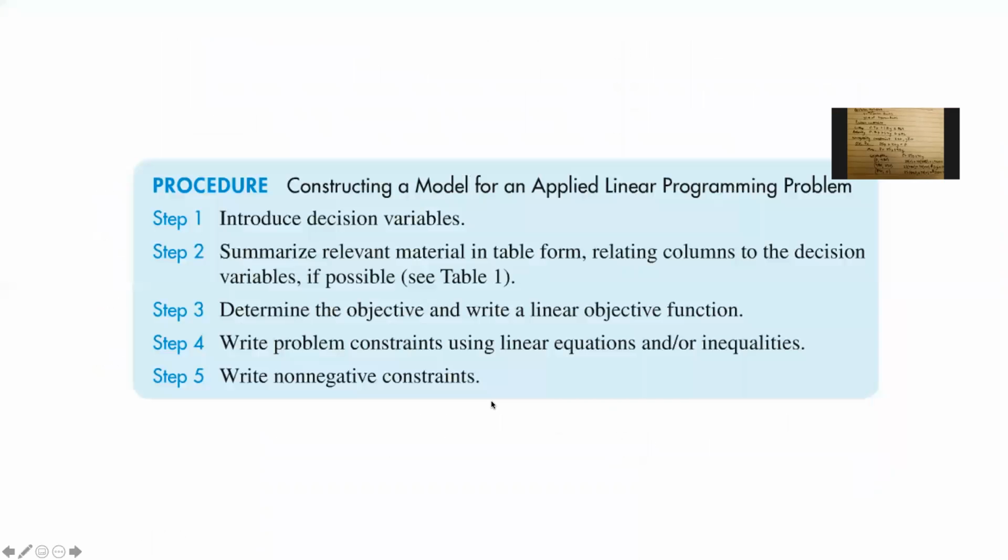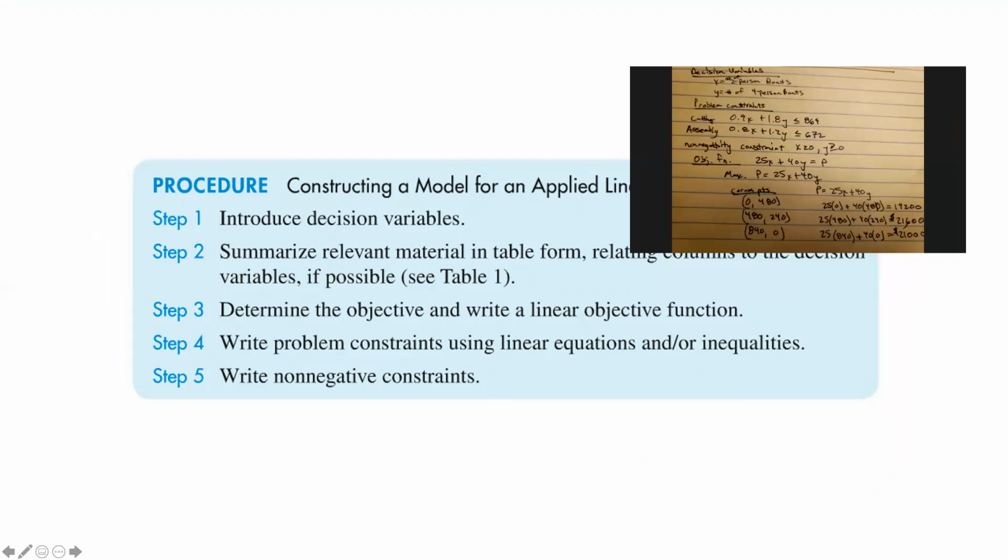All right, so kind of a procedure for going through these kind of problems, these basically word or story problems. Step one is introduce decision variables. In other words, decide how you want to solve this. So in this case, I said X was two-person boats, and I said Y was four-person boats. That was my decision variables. Step two is to summarize relevant material in a table form relating to columns to decision variables if possible. That's kind of what we did before.